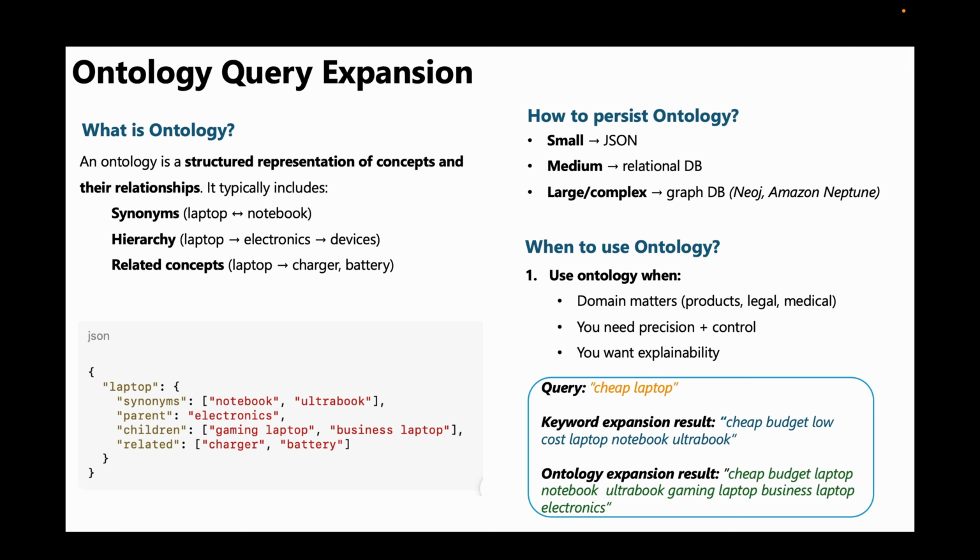For example, the query cheap laptop can be expanded using its synonyms with keyword based dictionary. But by using ontology, you can further expand it using parent or child nodes such as electronics, business laptop, gaming laptop, etc. Ontology can be saved as structured YAML or JSON file or in SQL or NoSQL database. For advanced use cases, ontology can be maintained in a graph database, which is a natural fit for business domain entity relationships.